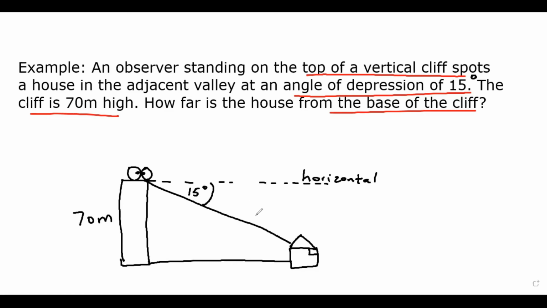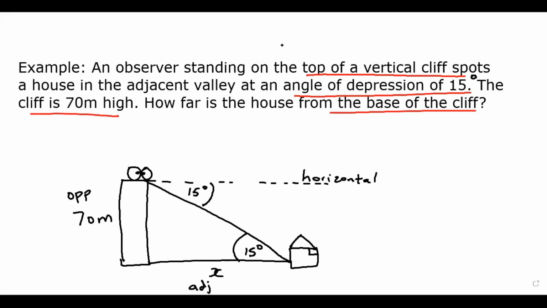So what would happen? Because you know that this is 15 and you see the Z angle, you know that this is 15 degrees as well. Now we want to find how far the base of the cliff is from the house. So that means we're finding this part here. Based on the angle here, we know that this over here is the opposite and this is adjacent.